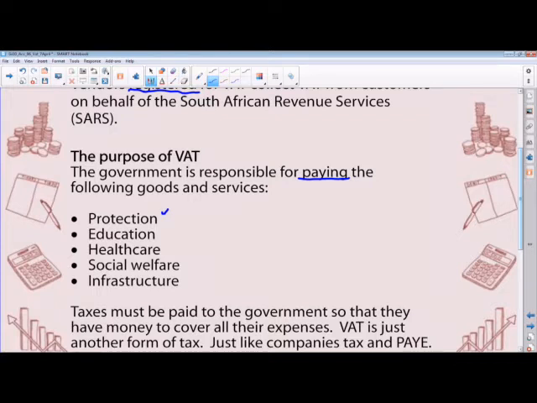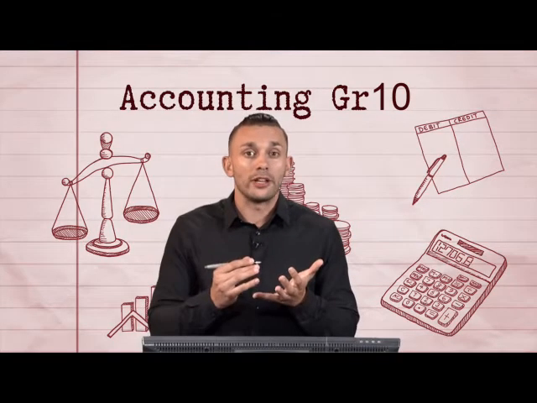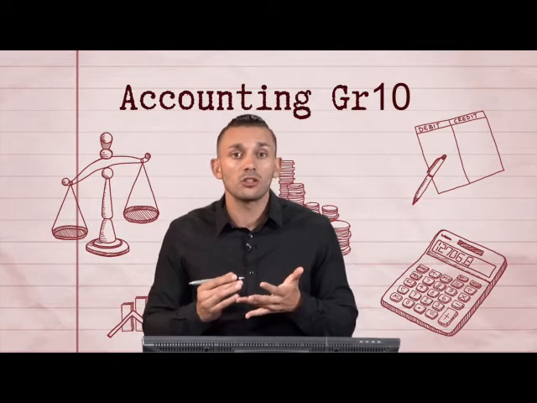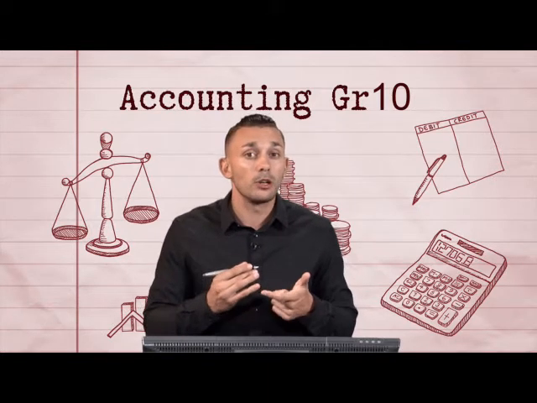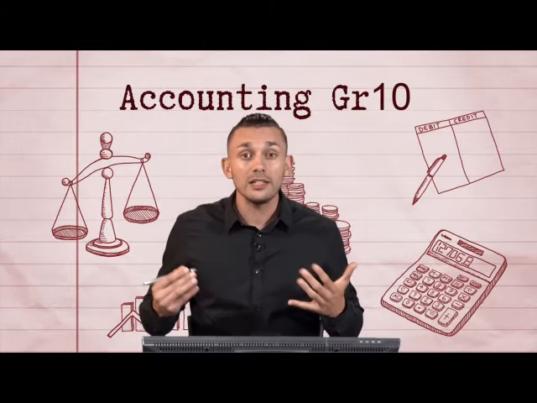Same thing with education, so we need to have teachers, we need school buildings, we need textbooks. Healthcare. The government supplies basic healthcare services. They need to employ nurses and doctors, buy hospital beds, and run and build hospitals. Another thing is social welfare. These are all the grants the government gives. Now, hopefully you can remember all the grants from grade 9 and 8. We looked at the old age pension, we looked at child grants, foster grants, we looked at the war veteran grant. So in detail, we looked at all these grants.